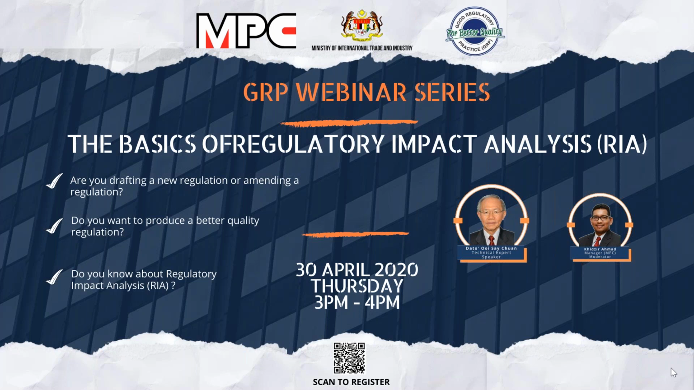The main objective of this session is to provide an overview of good regulatory practice, GRP, as well as RIA. And our speaker will also briefly explain all the 7 elements of RIA and how the adoption of all these elements is crucial in the rulemaking process, especially when we are coming up with new or amended regulation.